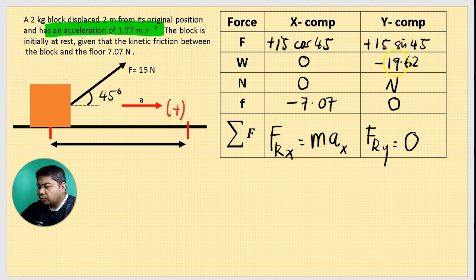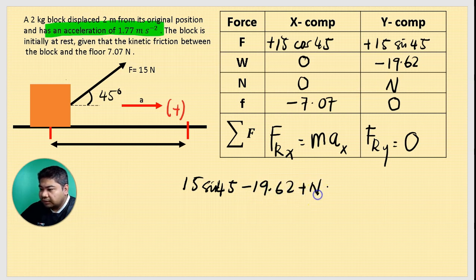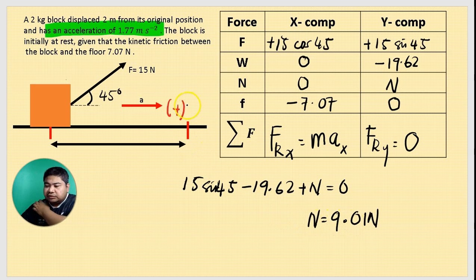From the y component we can calculate the value of N. So we have 15 sin 45 plus negative 19.62, so minus 19.62, plus N equals 0. If you calculate the value of N, you are going to get 9.01 Newton. Now the value of N has changed, because if you look at the external force, in the previous question the external force was only 10 Newton. Now the external force has changed to 15 Newton.